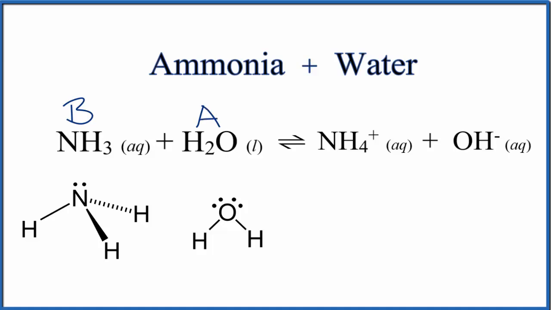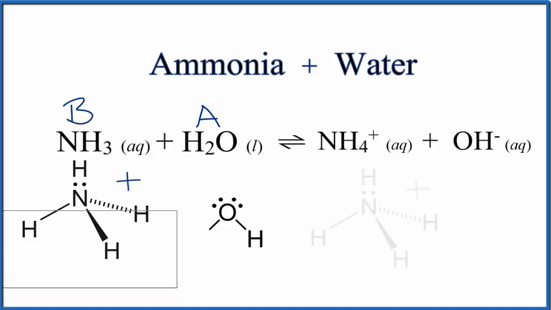If we look at the Lewis structures here, what's happening is bases accept protons, and acids donate protons, according to the Bronsted-Lowry theory. So the water here is going to donate a proton because it's an acid, and that proton's just H+. The proton comes over here and bonds with the nitrogen. Now we have this NH4, and since we got an extra H+, this is now positive.